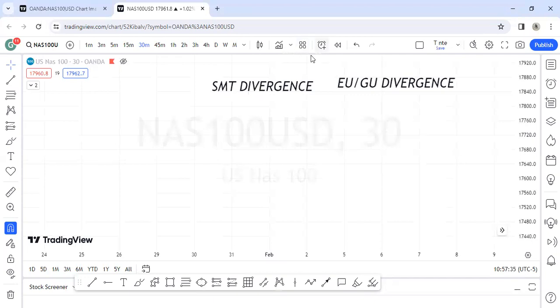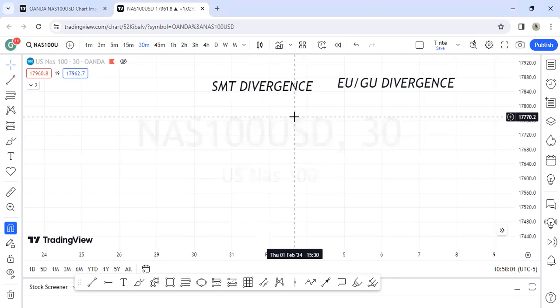Now, when we talk about SMT divergence, we are referring to a divergence from the norm. Like the name implies, a divergence simply refers to a deviation from the norm. That's what it means to diverge.